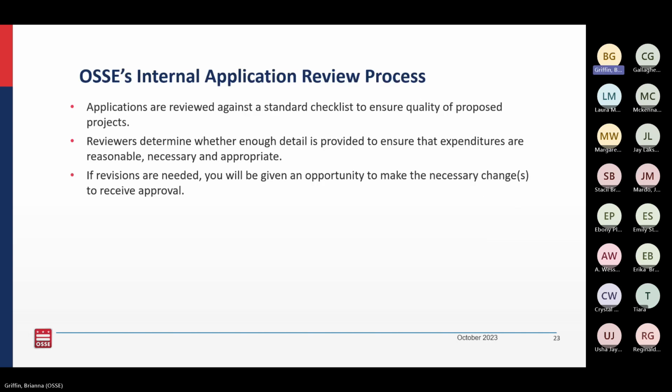So applications are reviewed against a standard checklist, which is very similar to the checklist points that were shared throughout this webinar and that are included in the application guide. And that ensures quality of the proposed projects. Reviewers will determine whether there's enough detail provided and whether expenditures are reasonable, necessary, and appropriate. And if revisions are needed, you'll be given an opportunity to make the necessary changes to receive approval.